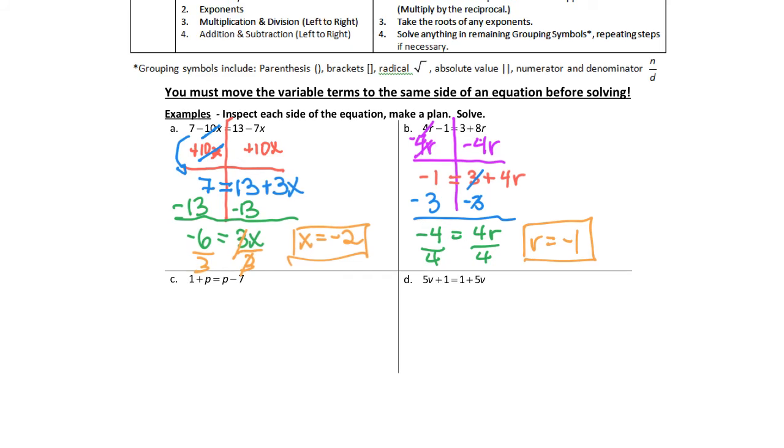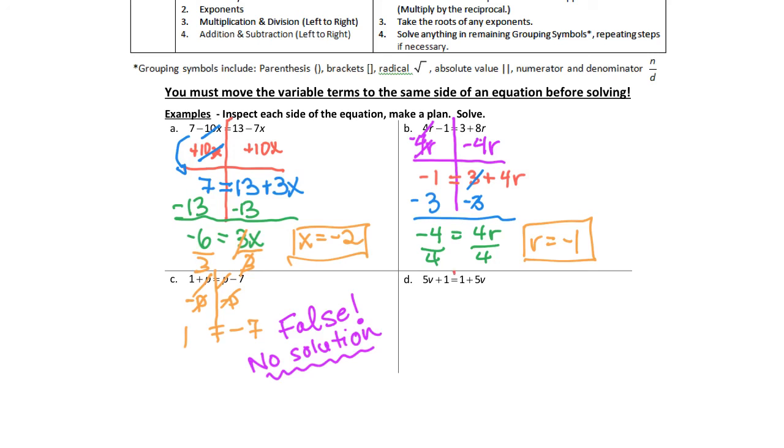Now, C and D are very unique problems. We can see that I've got the equal here, but I've got this P on both sides. So when I subtract P, something really strange happens. The P will cancel out on both sides, and I'm left with 1 equals negative 7. We have a problem here because that is not true. 1 does not equal negative 7. Whenever you get a false statement like this, this means that there is no solution to this problem. There's no way we can ever get this equation to be equal to itself.